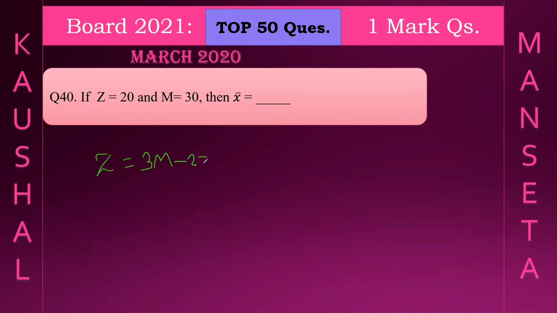Here given that z equals 20, so 20 is equal to 3m, with m being 30, so 3 threes are, we can write directly, 90, minus 2x bar. Now whenever we shift 90 to the left hand side, we get minus. So 90 minus 20 gives 70, so minus 70 is equal to, we get 2x bar.